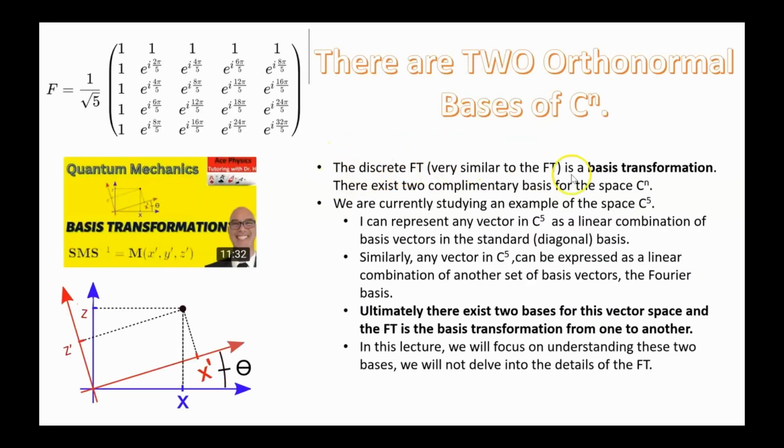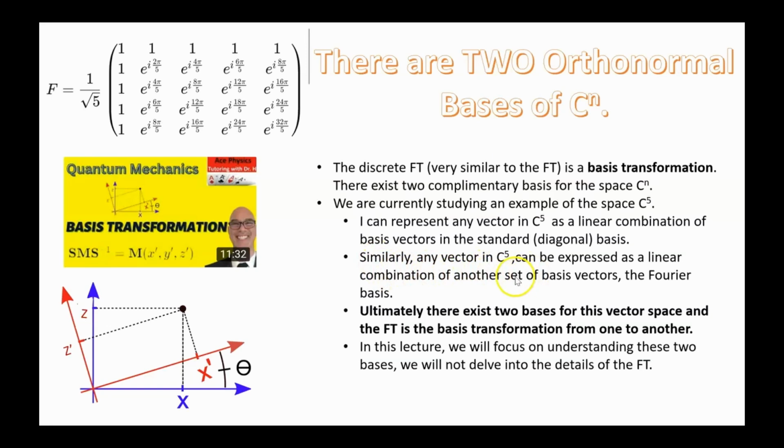The discrete Fourier transform is a basis transformation. There exist 2 complementary bases for the space Cn. We are currently studying the example of the space C5. I can represent any vector in C5 as a linear combination of basis vectors in the standard diagonal basis. That's what we just did on the previous slide.